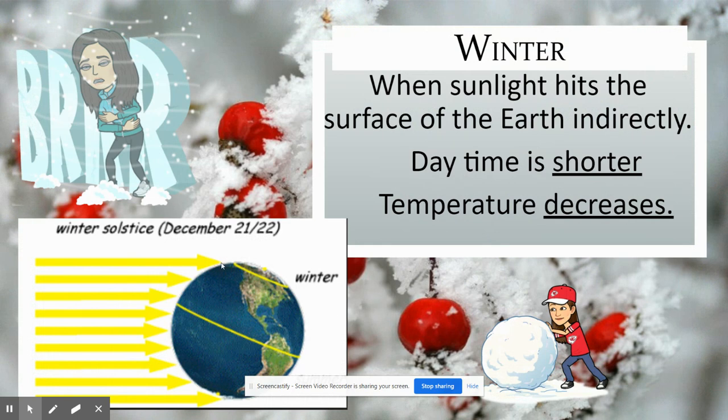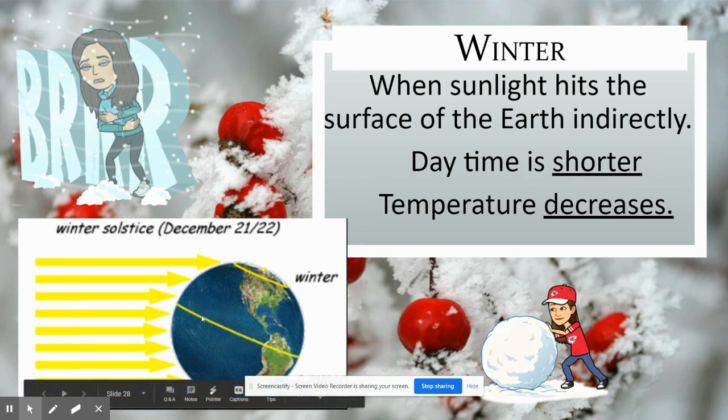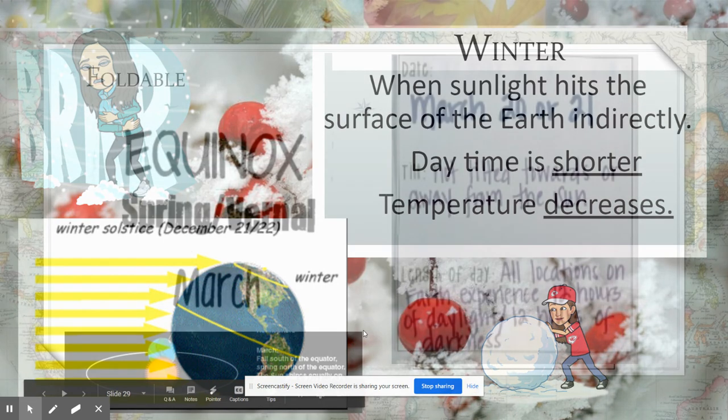As you can see here, the northern hemisphere is tilted away from the sun, so they get less direct sunlight. When sunlight hits the surface of the earth indirectly, daytime is shorter, meaning the amount of light we have, and the temperatures are going to decrease because of the amount of sunlight we are getting. This yellow line here, please note that this is the equator. The equator typically gets the same amount of sun all year, which is usually why people like to go south in the winter to be able to be closer to the equator.